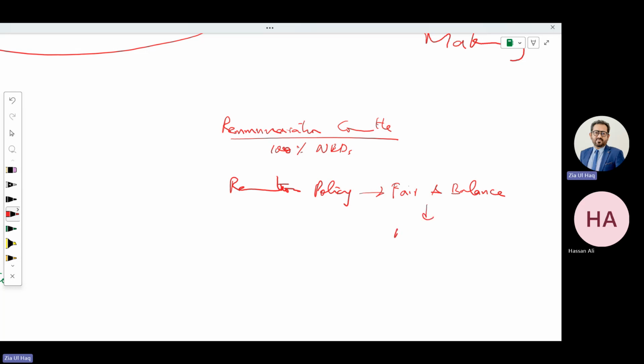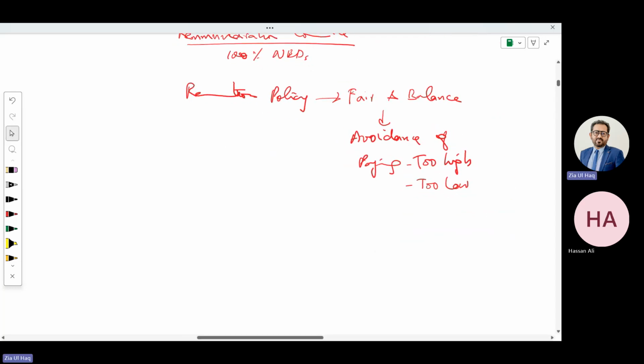Fair and balanced means avoidance of paying too high as well as too low. Because if the company is paying too high, there will be allegations from the shareholders. Why are you paying too high to the directors? And there should be avoidance of paying too low, because if the company is paying too low, there will be problems. What problem could arise? The company will not be able to attract competent directors.